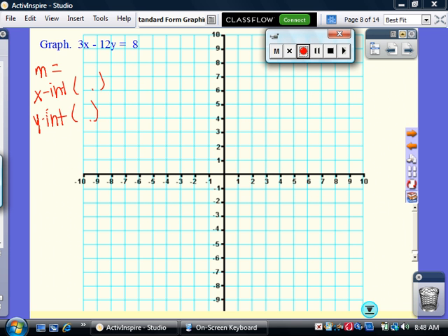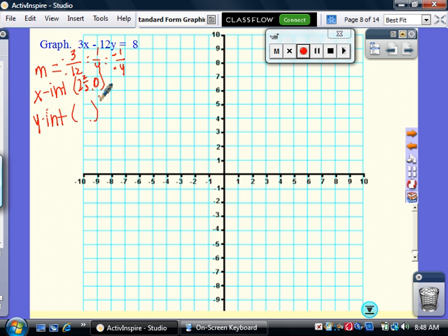Okay, what's the slope? Yeah, because -3 over -12 reduces to 1/4. Now that is a positive slope, so I just need like signs to use when I'm doing rise over run, okay? And then what's the x-intercept? 8/3. Alright, so we could do 2 2/3 there. That might be easier for us to think about graphing.